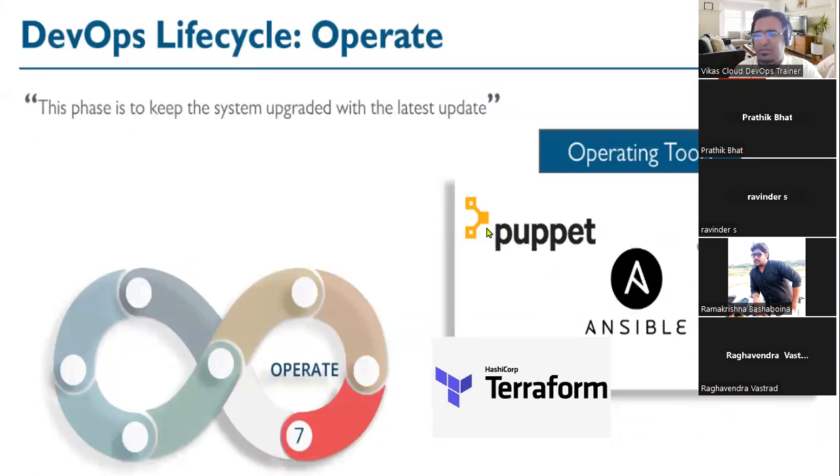Puppet and Chef were good tools 5 years back, but in the 2020s these tools have become outdated, and the market has been completely captured by Terraform and Ansible. 90% of companies are using Terraform, and all the automation is happening with the combination of Terraform and Ansible. So in my course, I will teach Ansible and Terraform for the operate part: Terraform for infrastructure development and Ansible for infrastructure management. These are the two tools I am going to teach you.